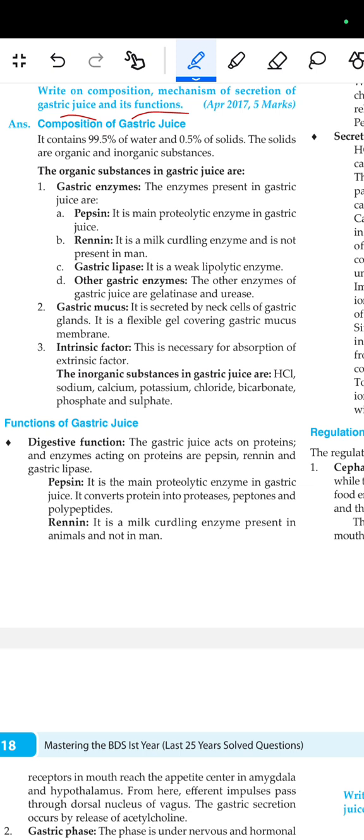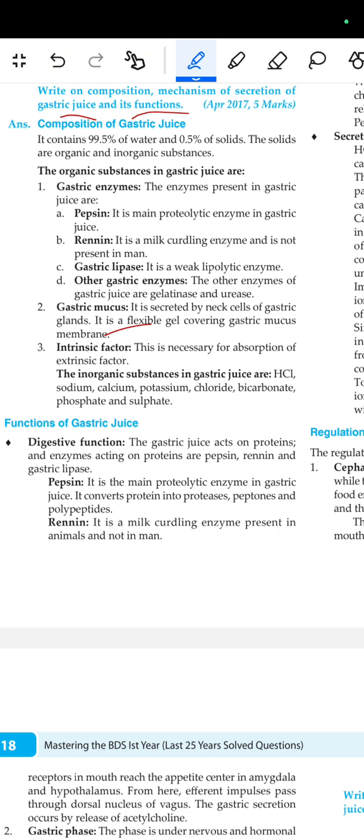Rennin is a milk curdling enzyme and is not present in man. Gastric lipase is a weak lipolytic enzyme. Other gastric enzymes of the gastric juice are gelatinase and urease. Gastric mucus is secreted by the neck cells of the gastric gland. It is a viscous gel covering the gastric mucous membrane.